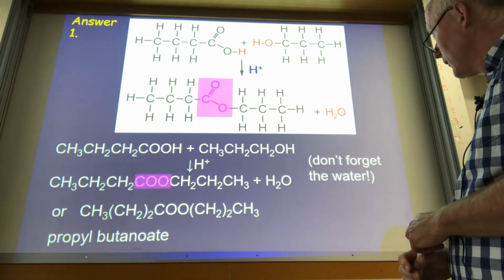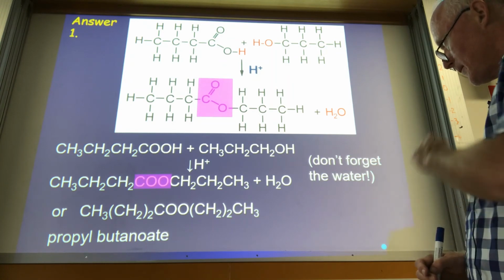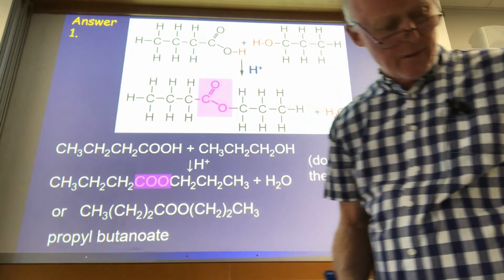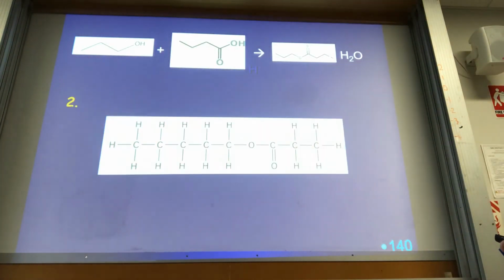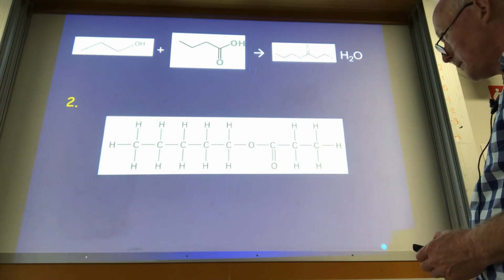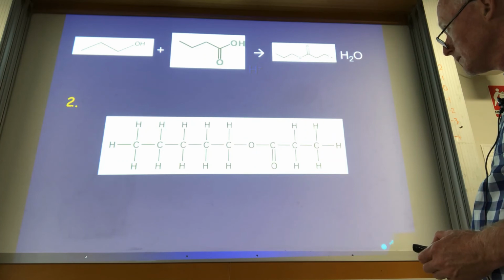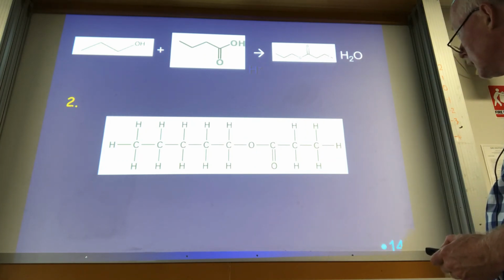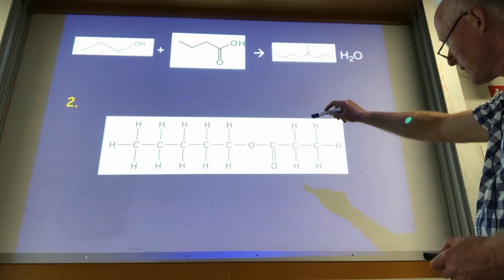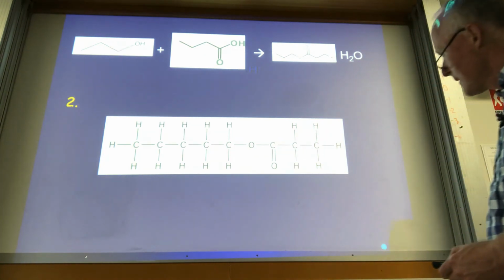The alcohol was propanol, so it becomes propyl. The acid was butanoic acid, so it becomes butanoate. Then flip through to the rest of the answers and draw, what was it? Pentyl propanoate. So pentyl means pentanol, means 5 carbons, then the oxygen in the chain. Propanoate means 3 carbons, and the first of the acid carbons has the double bond oxygen on it.